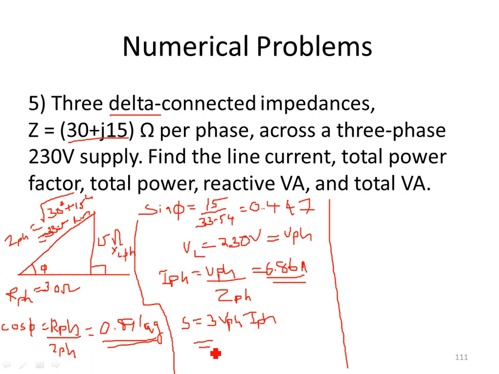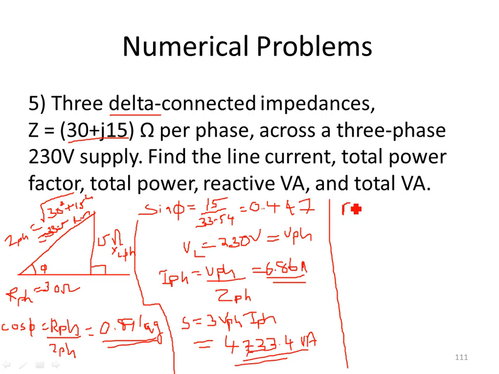So 3 into what is V phase? 230, into what is I phase? 6.86. That comes to 4733.4 volt ampere.